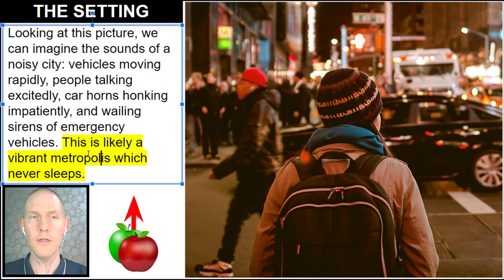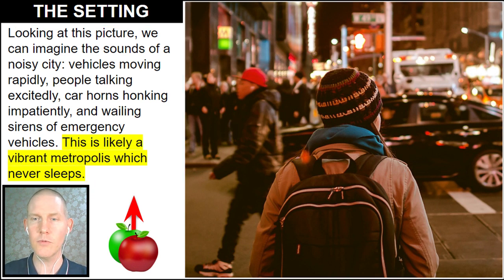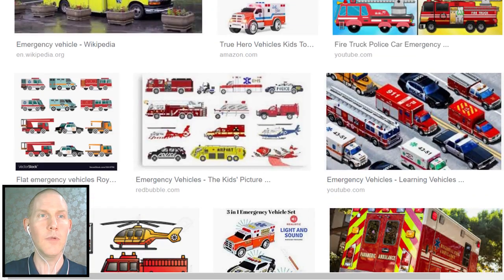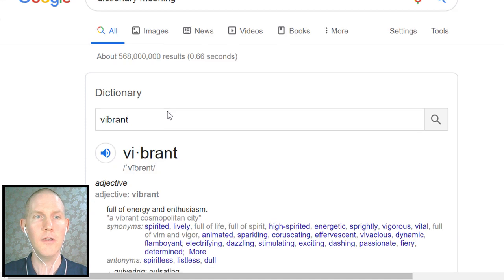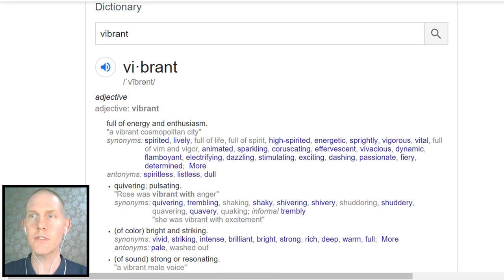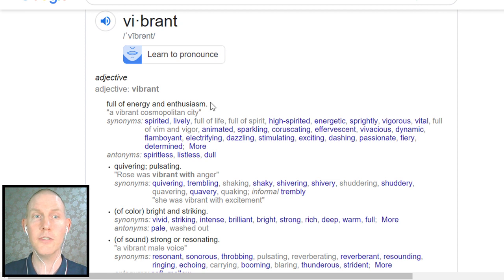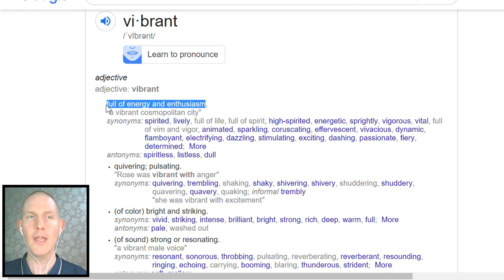All right. Let's see. So this is a vibrant metropolis which never sleeps. Well, we have a couple words here. Maybe we should look up vibrant. Vibrant is a nice word. Let's go look at it in the dictionary. Make sure we understand it. All right. So vibrant. Let's hear the pronunciation. Vibrant. Vibrant. Vibrant. Okay. So what does vibrant mean? It means full of energy and enthusiasm. And we're using vibrant here to describe the city, all right?